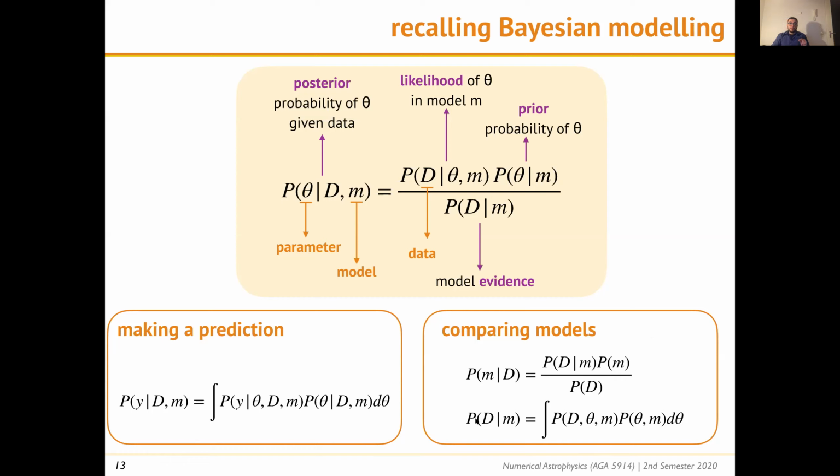And the probability of the data given the model is just the integral of this. So as shown here, the probability of the data given theta and the model, times the probability of theta given the model. Okay, so this is how we compare two different models. We see which one better matches the data.